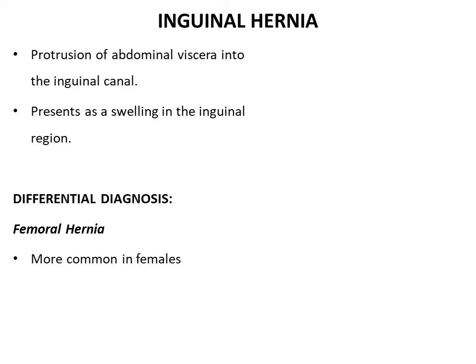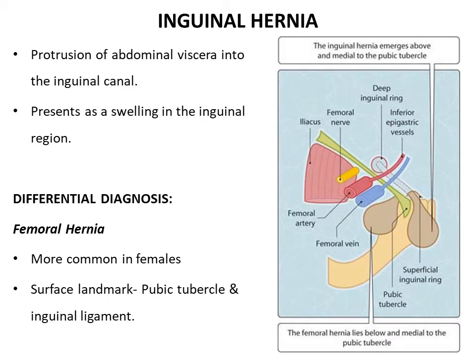Femoral hernia is more common in females due to a wider pelvis, whereas the inguinal hernia is more common in males due to a larger inguinal canal. The surface landmark used during examination to differentiate the two is the pubic tubercle and the inguinal ligament. The inguinal hernia swelling will lie above and medial to the pubic tubercle and the inguinal ligament, whereas the femoral hernia lies below and medial to the pubic tubercle and the inguinal ligament.